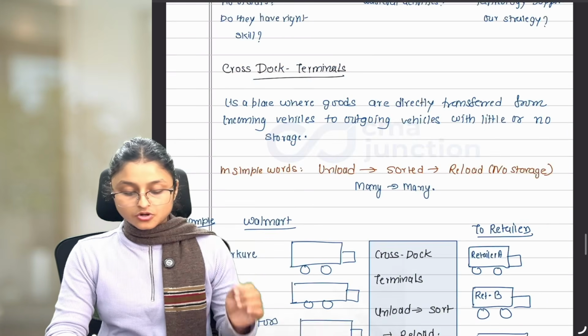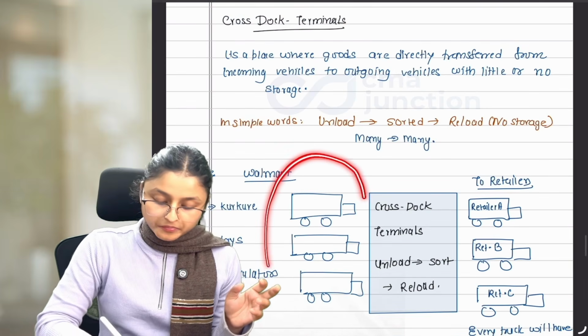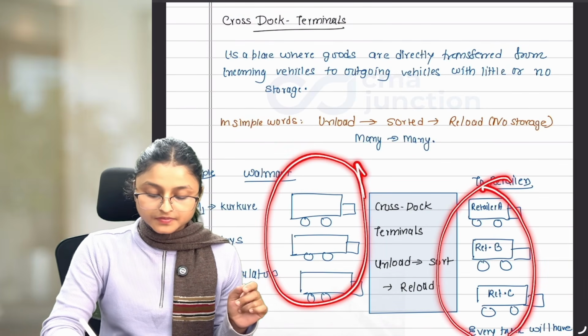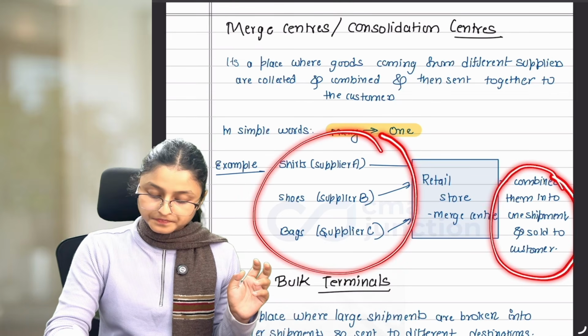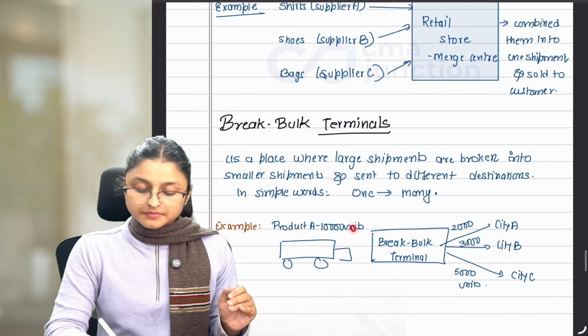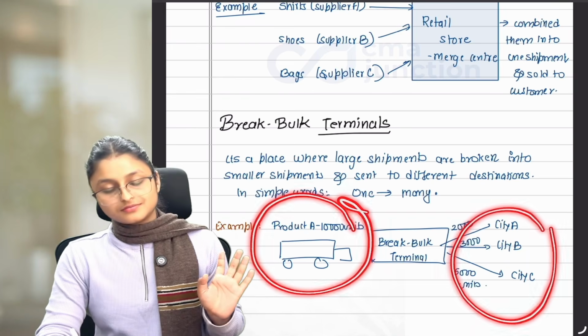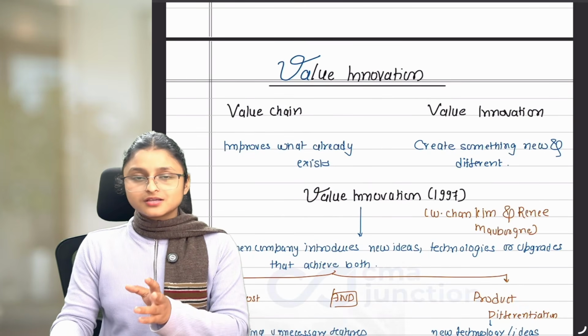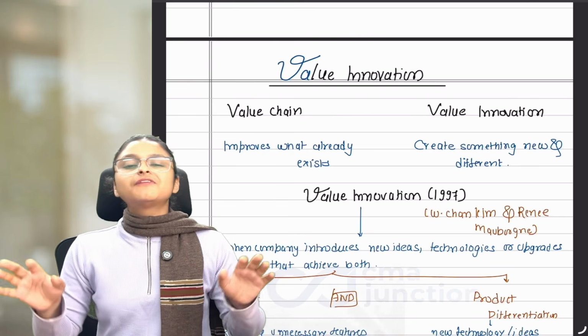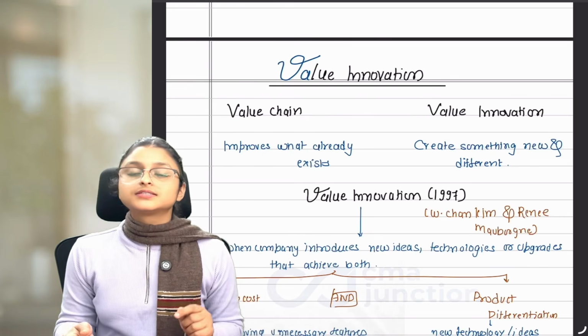So if you notice, cross dock terminal is about many to many. Merge center is about many to one. Break bulk terminal is about one to many. Done? Next we understood what is value innovation. So we took the difference between value chain and value innovation to understand this in a better way.